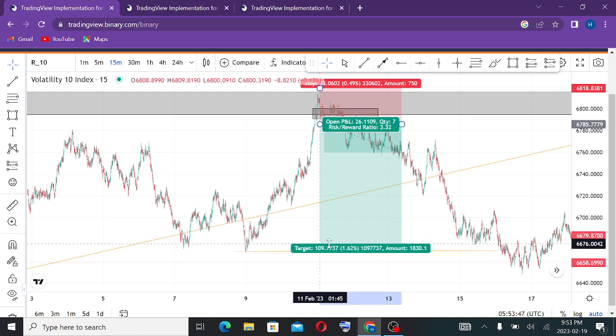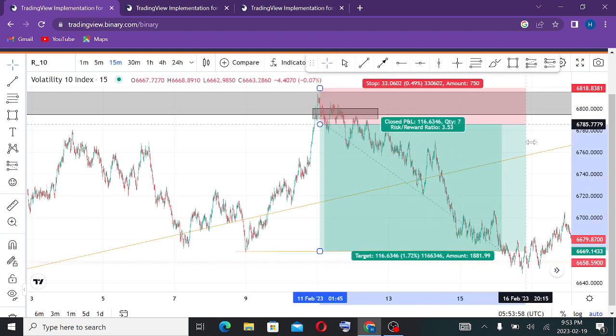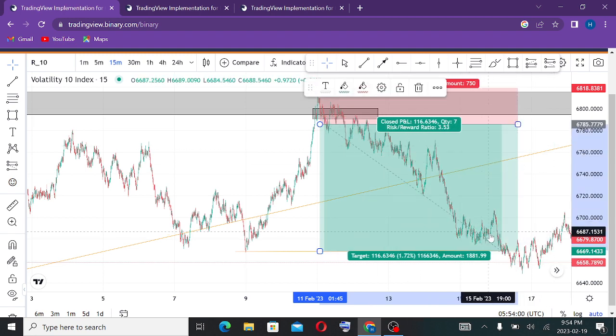we would have made a total of 116 pips. Now 116 pips is not a joke. So we would have made a total of 116 pips. So this was where the trade ended.